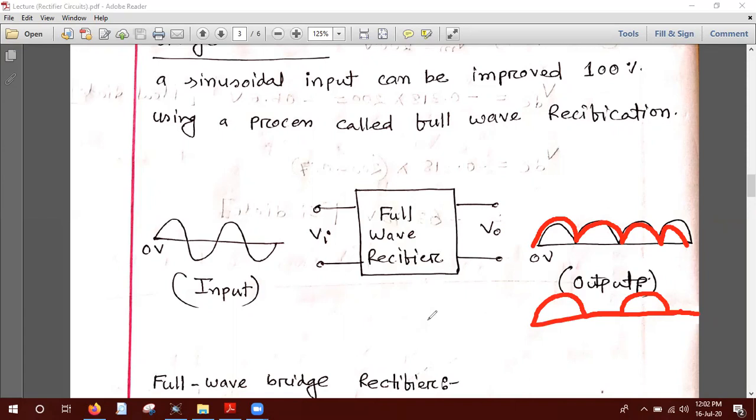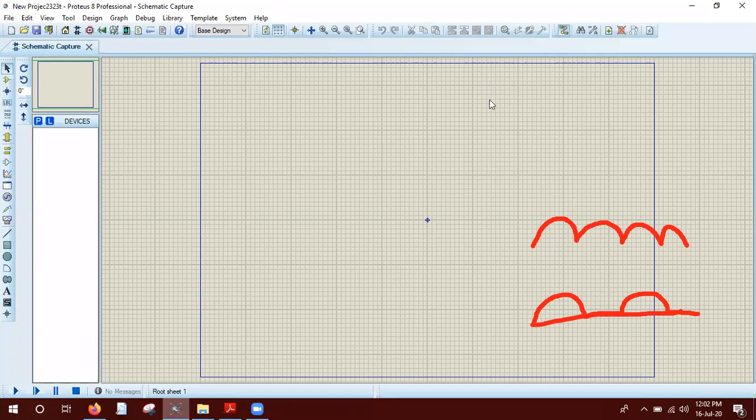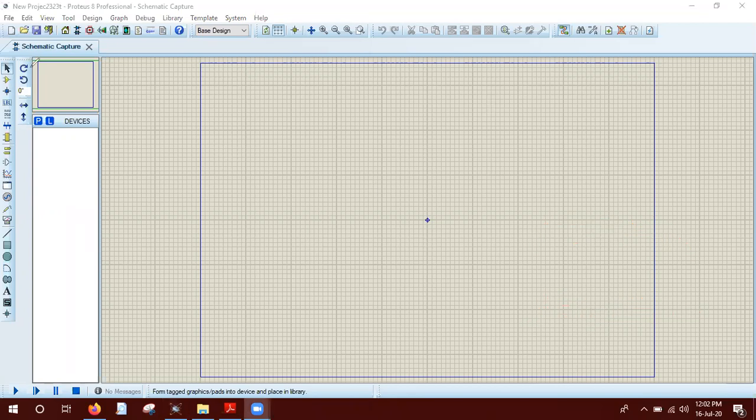So my students, I'm going to the software. We all know that we're using Proteus software. We all are using Proteus software, and if you have Proteus software, please practice at home. Before doing that, let me tell you that first of all we will do the half wave, then we'll do the full wave. Finally, today we'll also see the Zener operation.